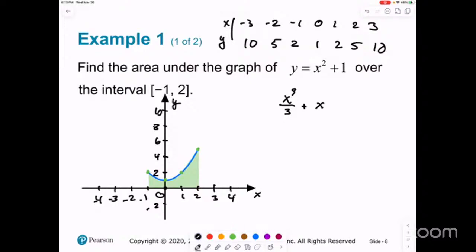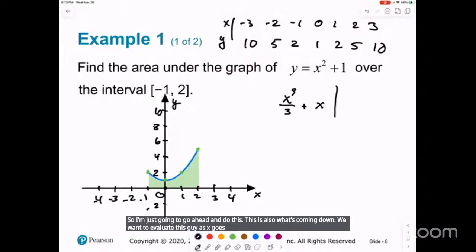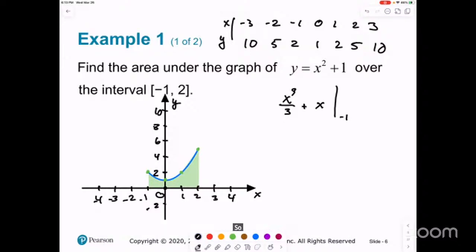so I'm just going to go ahead and do this. This is also what's coming down. We want to evaluate this as x goes from -1 to 2. So normally it is plus c, but this is how we evaluate definite integrals.